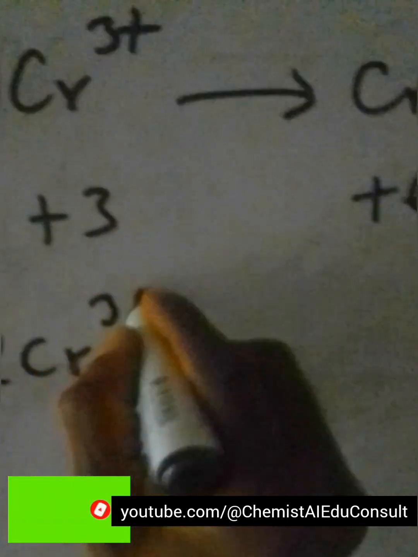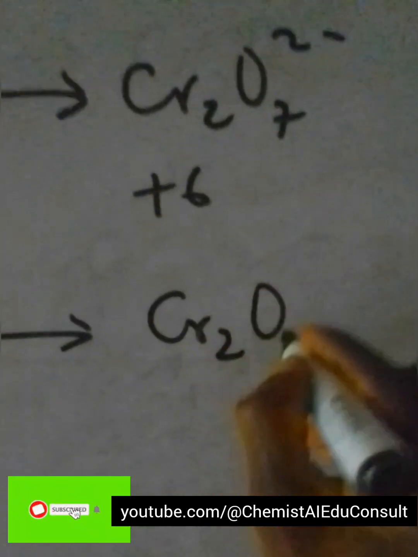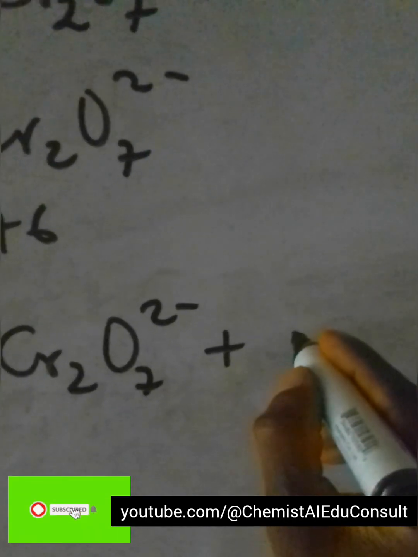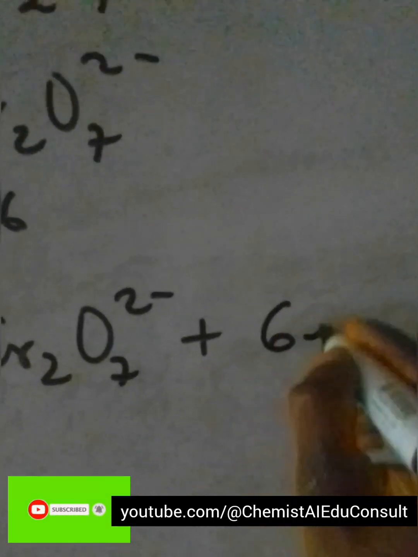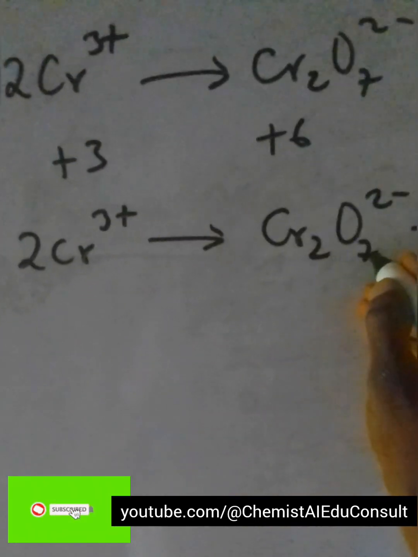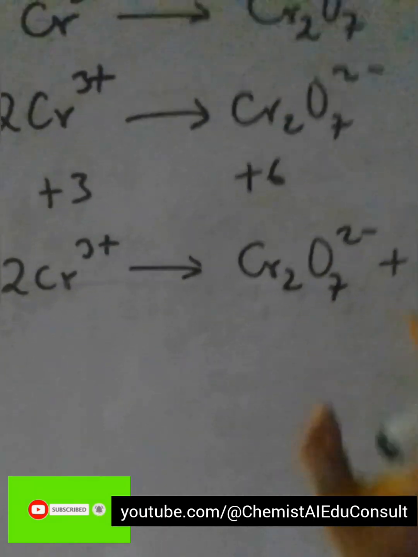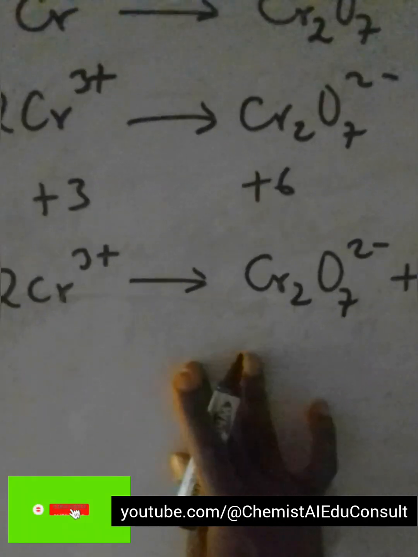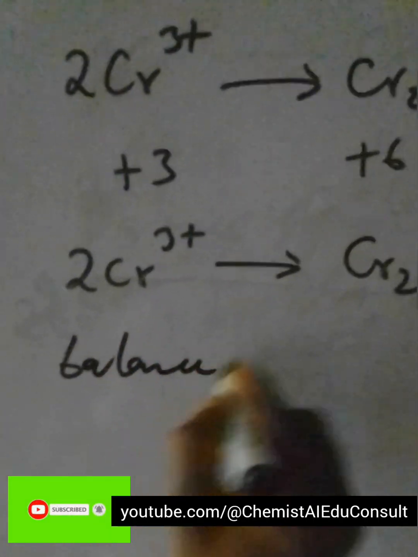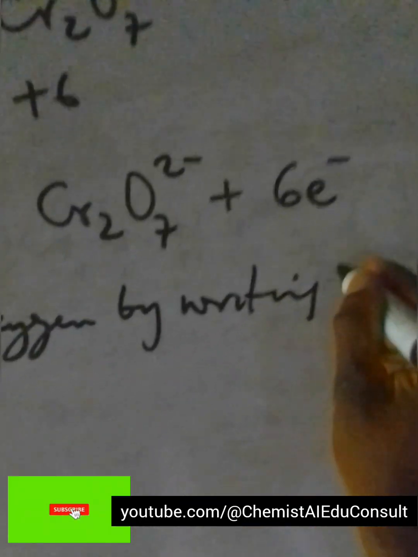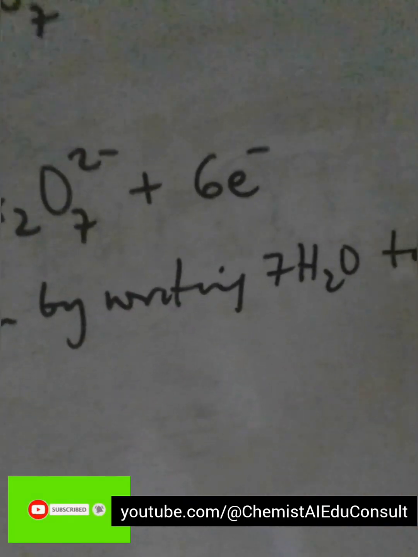2 Cr³⁺, 2 Cr₂O₇²⁻ plus 3 electrons for each atom. There are 2 atoms involved. So we write 3 times 2, which is 6 electrons to the right. After this, we now balance oxygen. We balance oxygen by writing an equal number of water molecules to the left because 7 oxygen atoms are at the right. We write 7 water molecules.